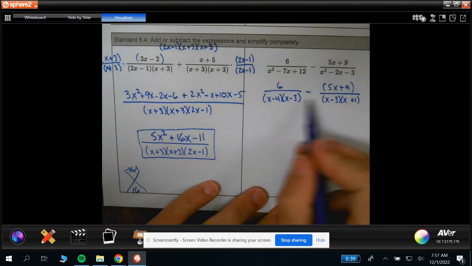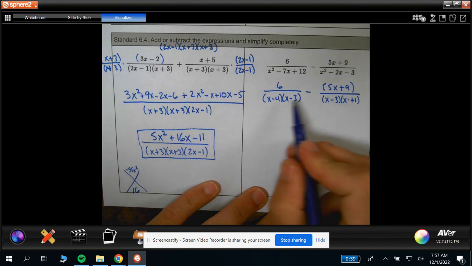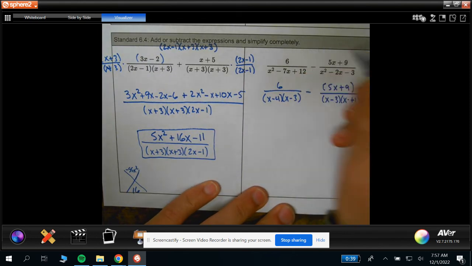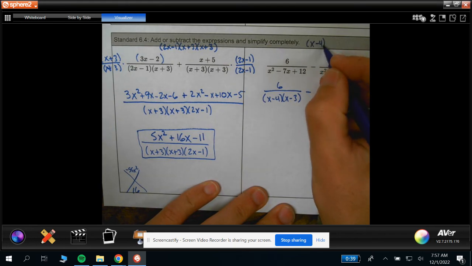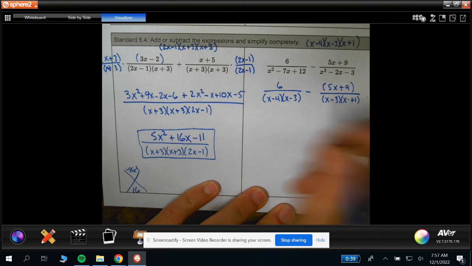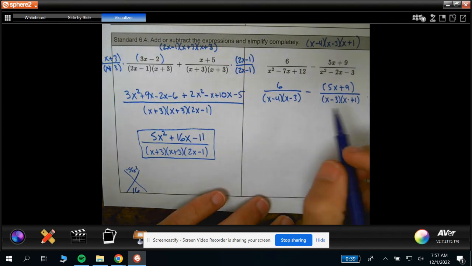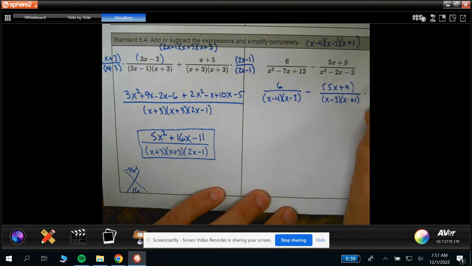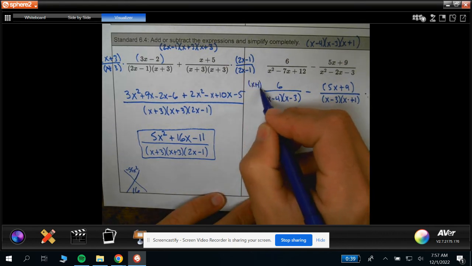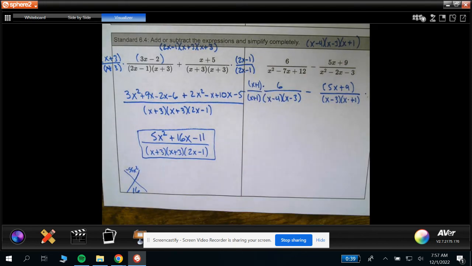I see an x minus 3 is shared, but I need to get, looks like an x plus 1 on this side and an x minus 4 on this side, because our lowest common denominator is going to be x minus 4 times x minus 3 times x plus 1. So that means on this side, I'm going to multiply by x minus 4 over x minus 4. On this side, I'm going to multiply by x plus 1 over x plus 1. Sorry, it gets a little tight there.